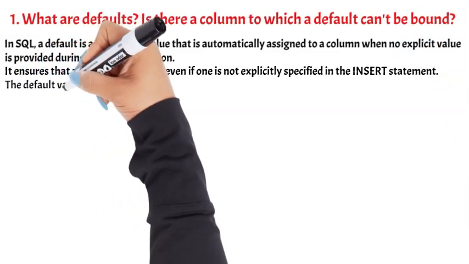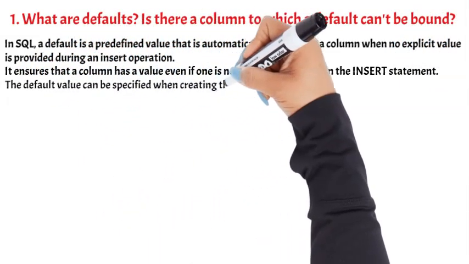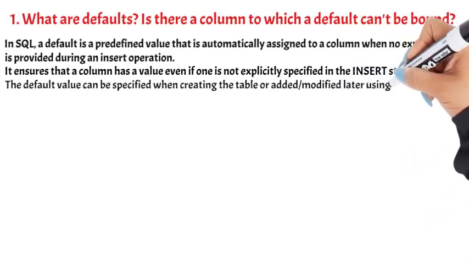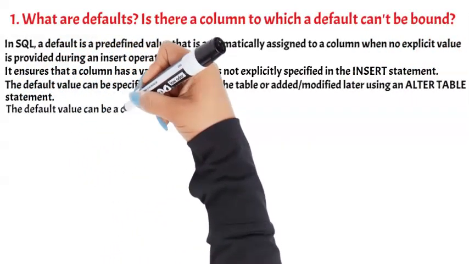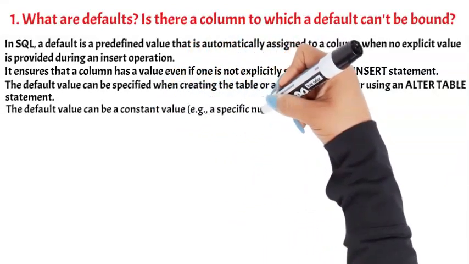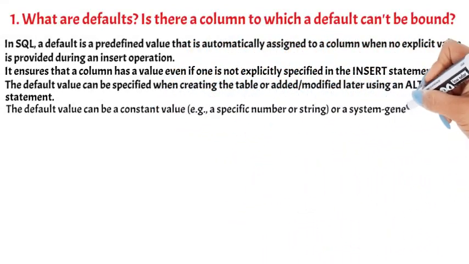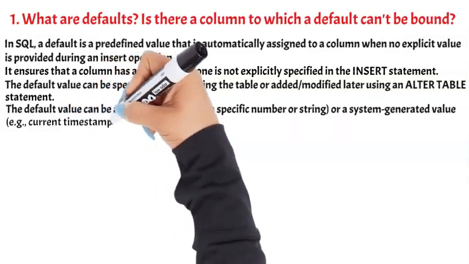The default value can be specified when creating the table or added or modified later using an alter table statement. The default value can be a constant value, e.g., a specific number or string, or a system-generated value, e.g., current timestamp.